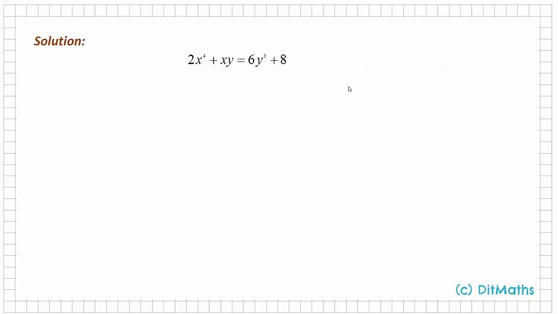Now, as y is considered a function of x, if we differentiate any of the y terms to the power of n, it'll become n times y to the power of n minus 1 times dy dx. So, differentiating from left to right, when we differentiate 2 times x to the power of 4, we get 8 times x cubed as normal.